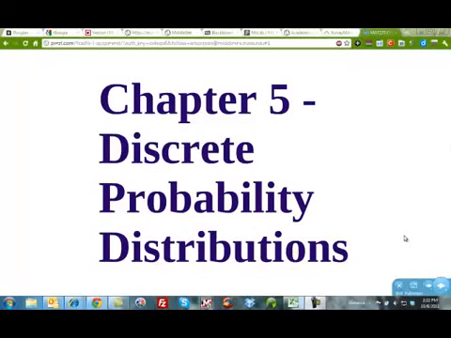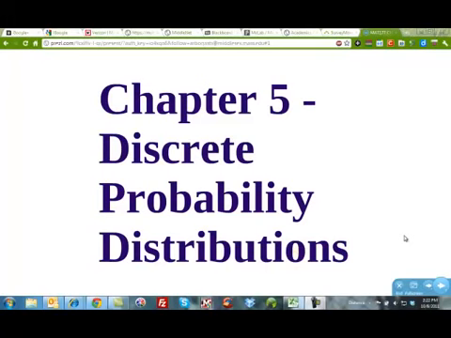Chapter 5, Discrete Probability Distributions. So we're going to be covering this chapter for 2 weeks. I'm going to do half of this presentation now and then half again next week. That's how we can get a little bit more information, and we're going to work on stuff.